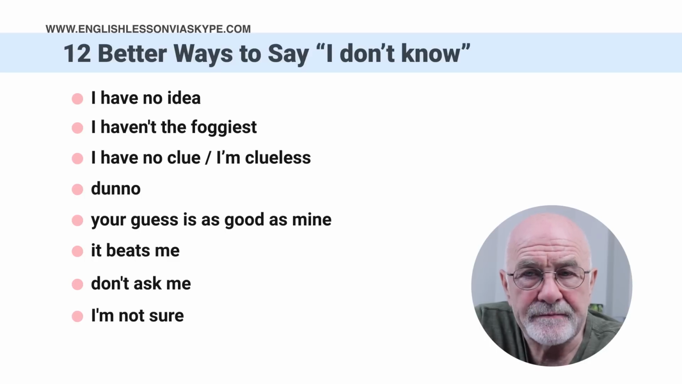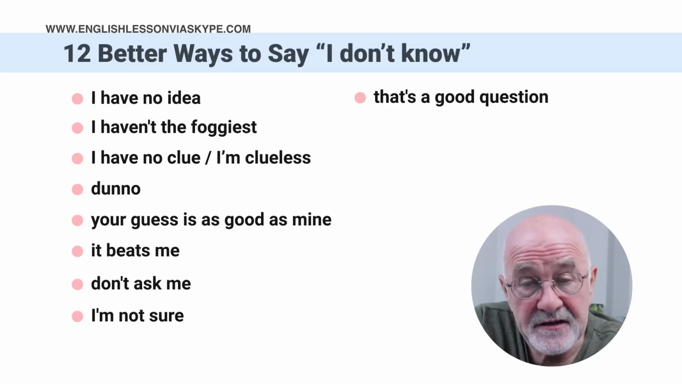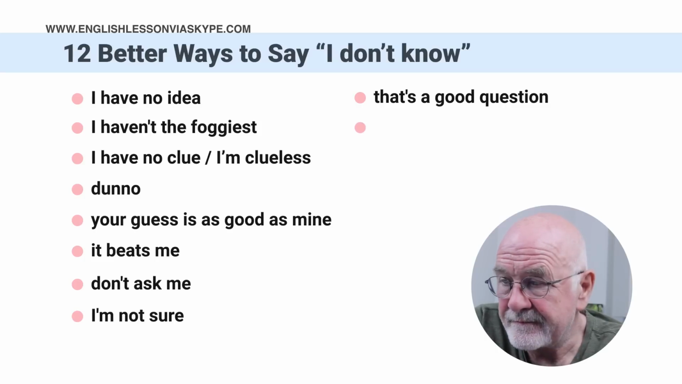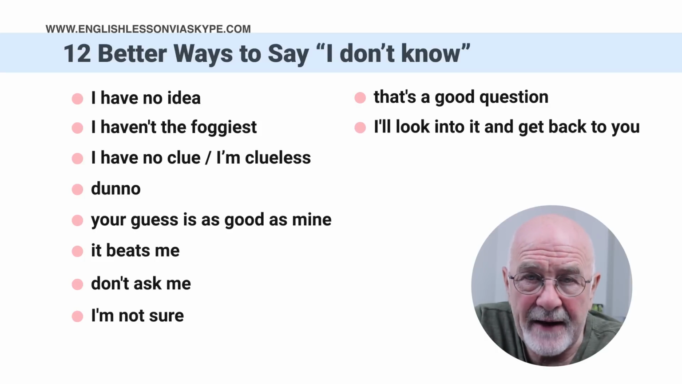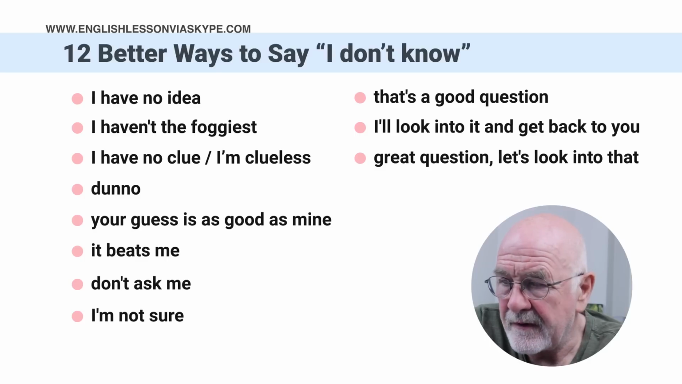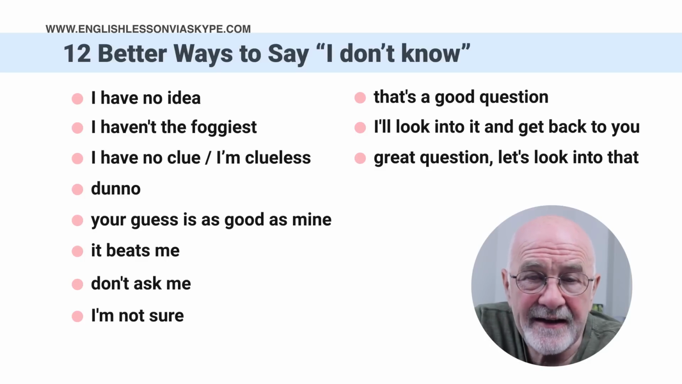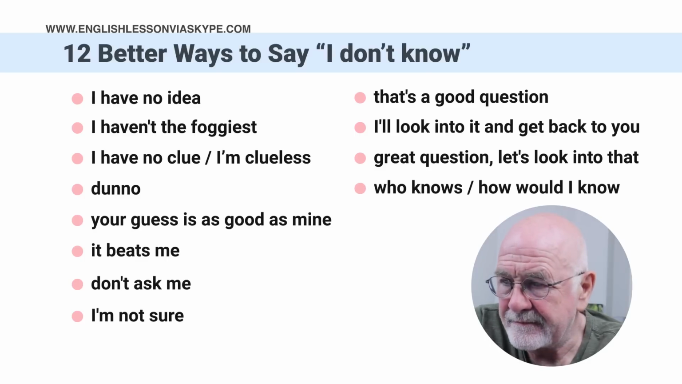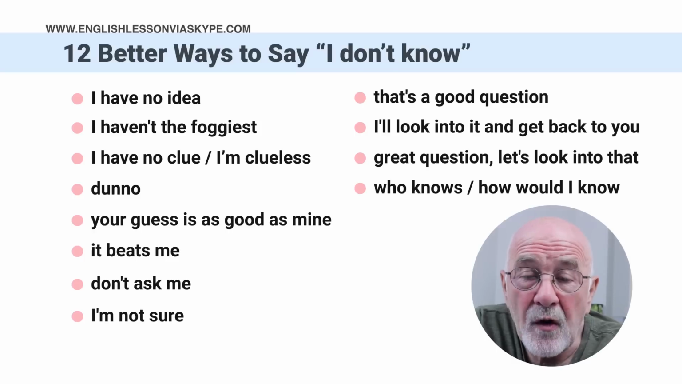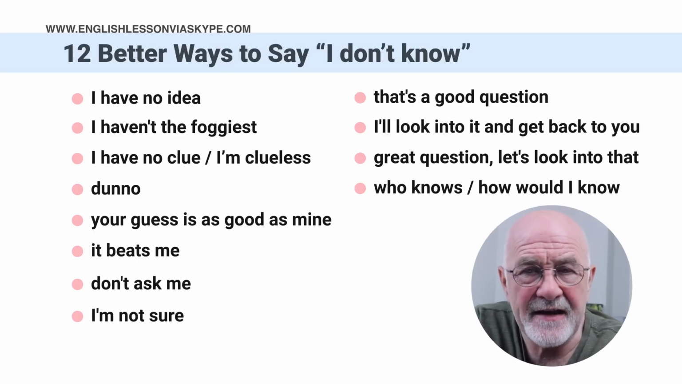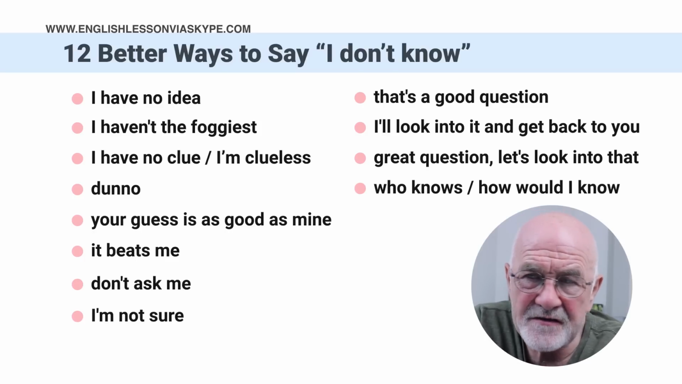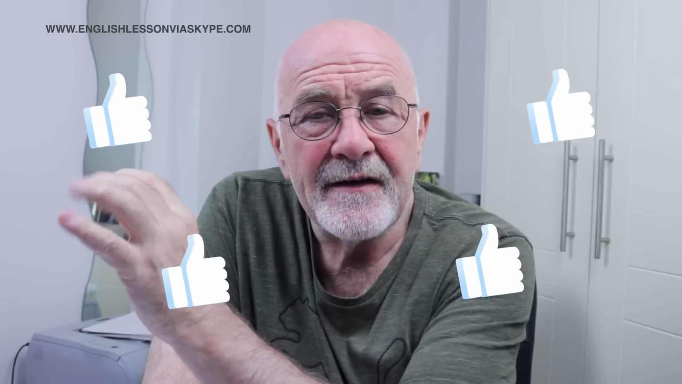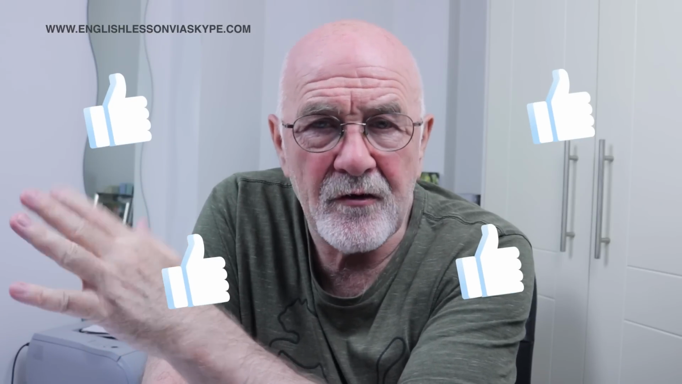I'm not sure. That's a good question. I'll look into it and I'll get back to you. Great question, let's look at that. Who knows, or how would I know? Okay, so they're the 12 alternatives to say, I don't know. I'm going to go through them one by one, tell you whether they are formal, informal, or slang, and then we'll give you an example.